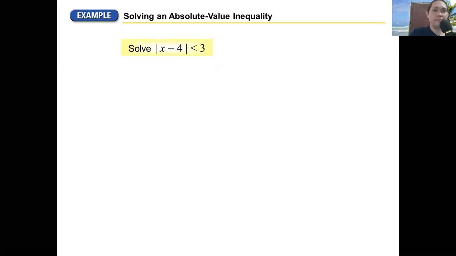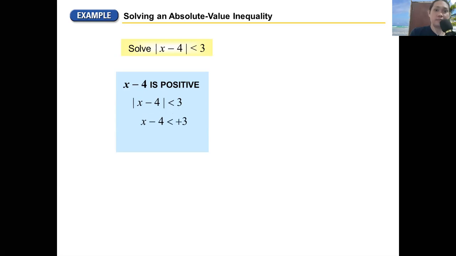So let's have an example. Solve the absolute value of x minus 4 less than 3. So what will we do? Consider the x minus 4 as positive since it's in the absolute value. Then we have the absolute value of x minus 4 less than 3, that gives you x minus 4 less than positive 3, that gives you x less than 7 by adding 4 plus 3.